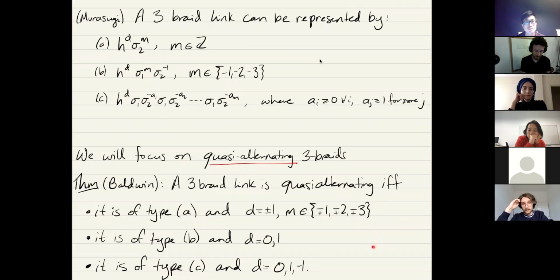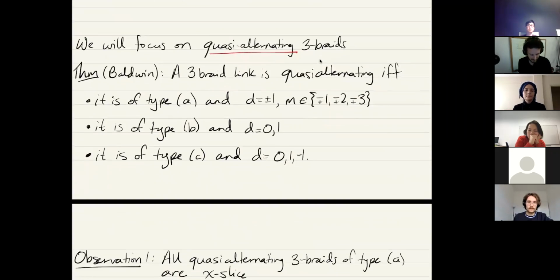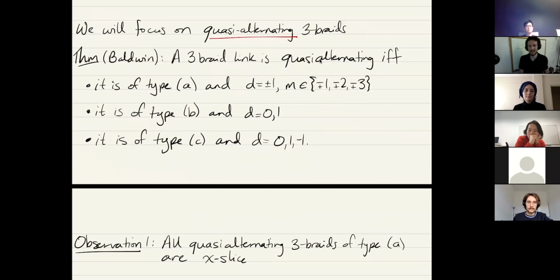And the first two cases are super simple to prove what's chi-slice in here and what's not. And so I'm going to do them for you. And I'm going to label them as observations because that's really what they are. It's nothing deeper than that. But I want to show it to you. So the first observation is if I take any quasi-alternating three braid in the first type.